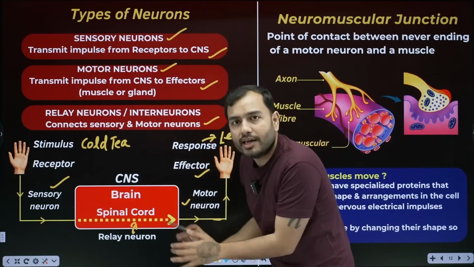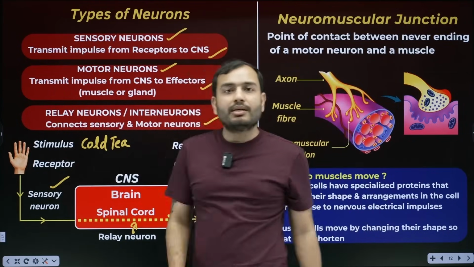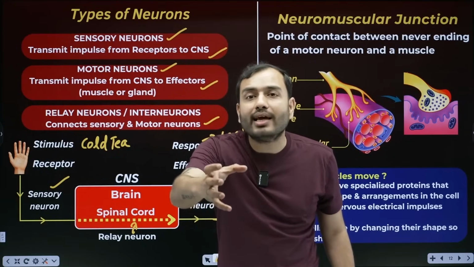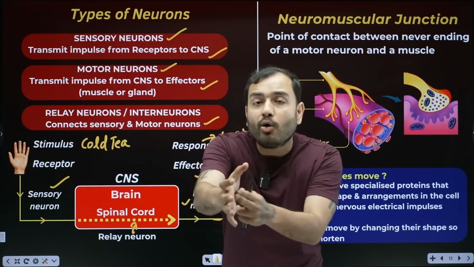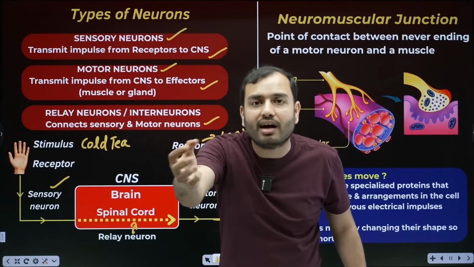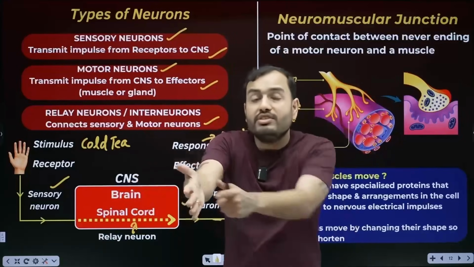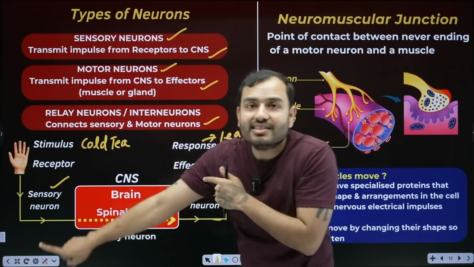So did you understand the whole story? Let's understand it again. First of all, I asked what? The cold tea. Cold. What did cold become? The stimulus. Hand. What did the hand become? The receptor, which received the coldness. Now, this signal, this impulse has to go where? To the central nervous system. Who will take it? Sensory neuron.